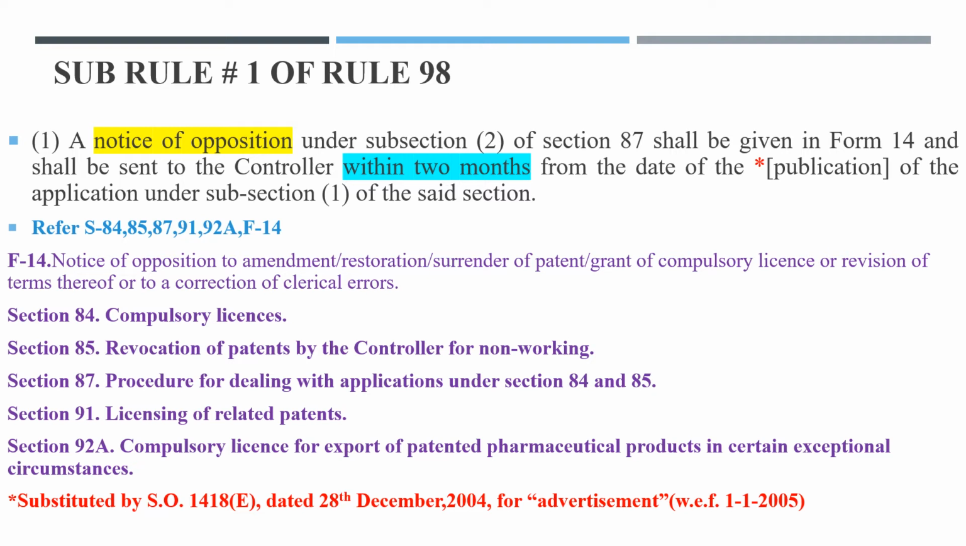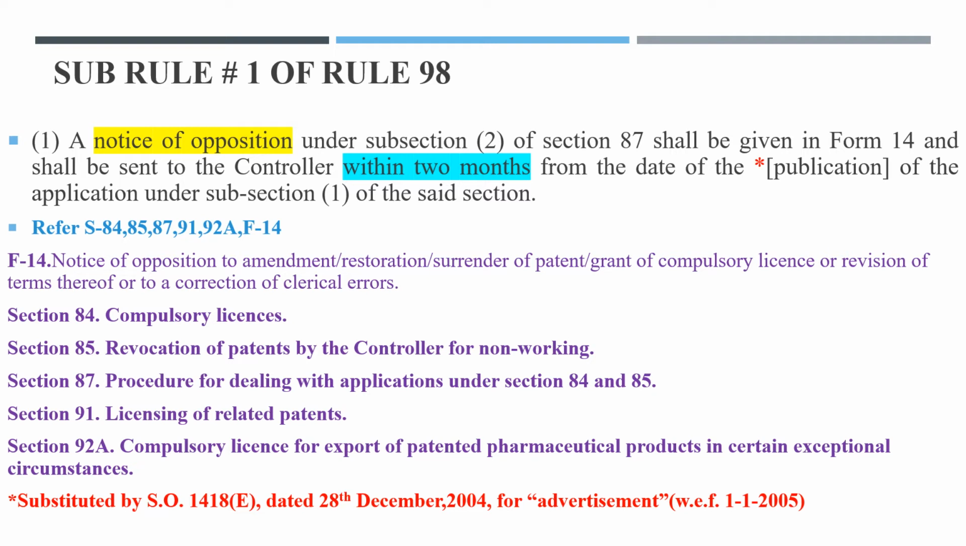Now, section 84 is compulsory licenses. Section 85 is revocation of patents by the controller for non-working. Section 87 is procedure for dealing with applications under sections 84 and 85. Next, section 91 is about licensing of related patents. Section 92A is compulsory license for export of patented pharmaceutical products in certain exceptional circumstances.